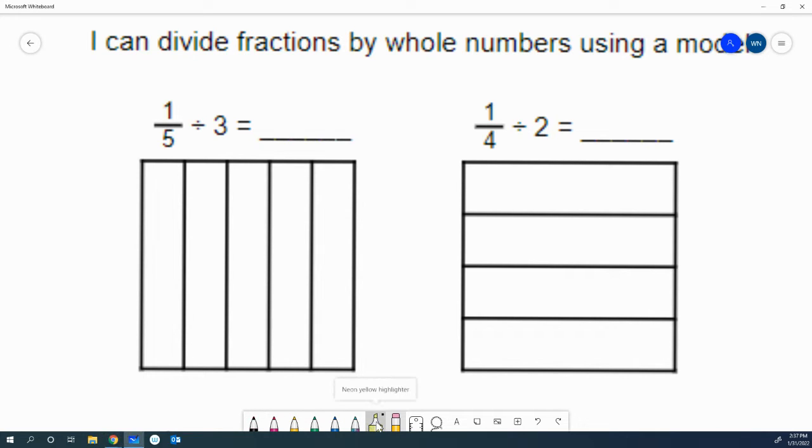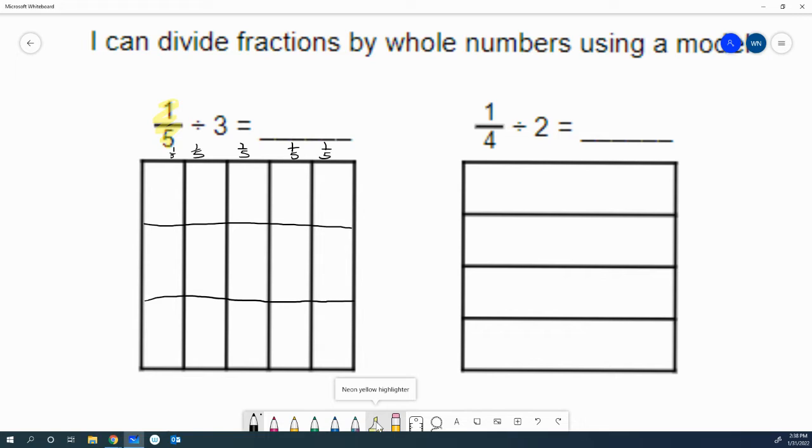As you can see, it is 1/5 divided by 3. So if you go ahead and look at the square, it's already been divided into fifths for you. Here's 1/5, here's 1/5, another 1/5, another 1/5, and the last 1/5. It's already been divided into fifths for you. So our job now is to divide all of it into 3 parts. Remember, like we discussed yesterday, if I'm going to divide something into 3, I'm going to draw 2 lines.